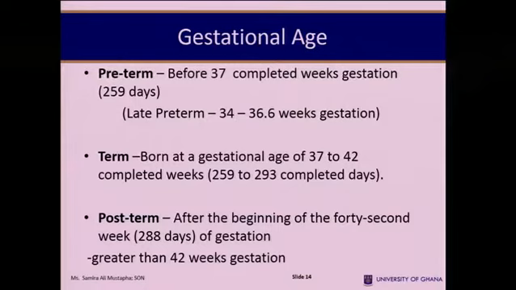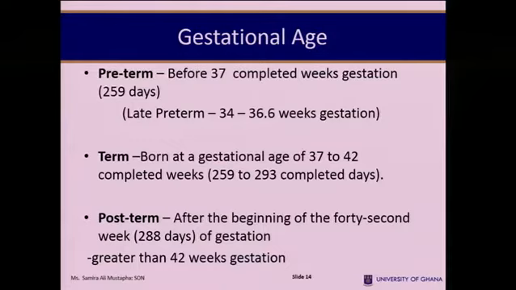And then the term infant is born at or after 37 completed weeks of pregnancy, counting from the last menstrual period of the mother. So it's important to note that this period extends between 38 weeks to 42 weeks of pregnancy. That is term, and that is the normal newborn. And then post-term is after the beginning of the 42nd week of pregnancy.